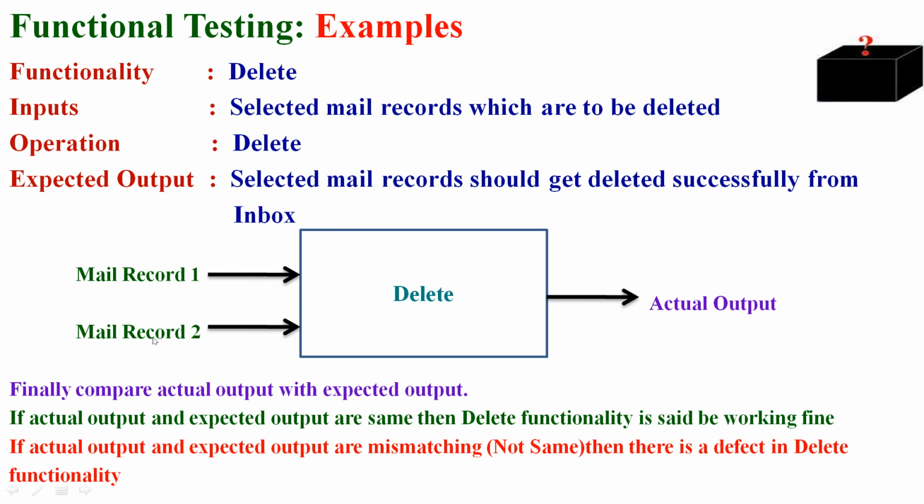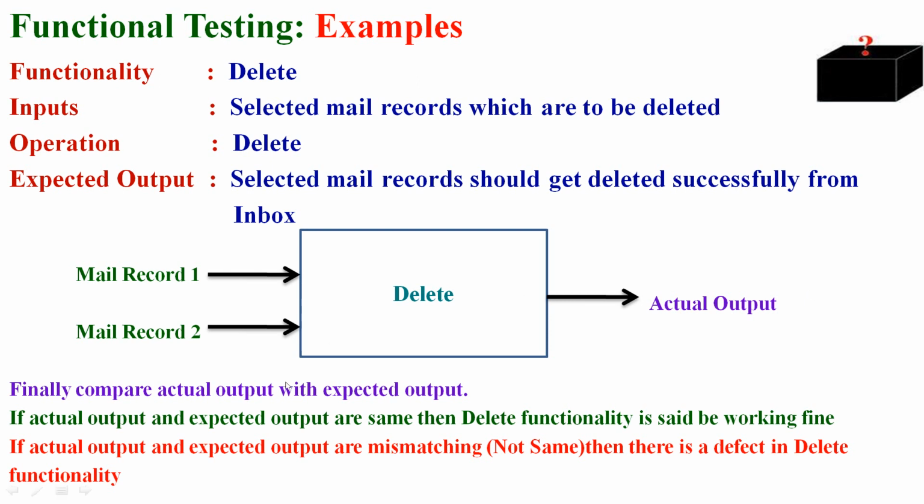Inputs are the selected mail records. I have selected 2 mail records or mails which are supposed to be deleted from my inbox. And what is the operation here? The name of the operation, delete operation. That means you are performing the operation called delete on these particular inputs. After performing this delete operation on these particular records inputs, you have to check the actual output. After performing the operation, you will get output. Input, operation, output. Right? This is the actual output.